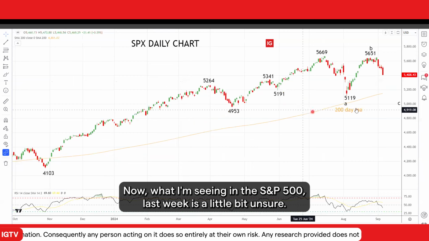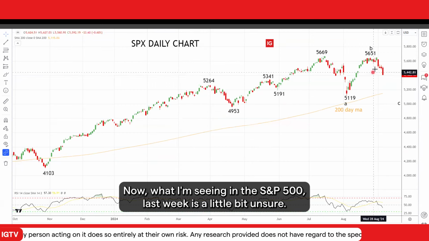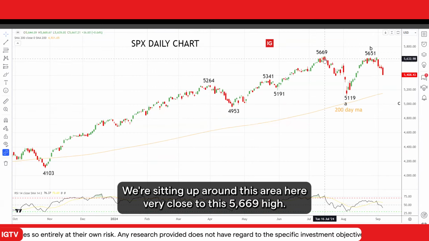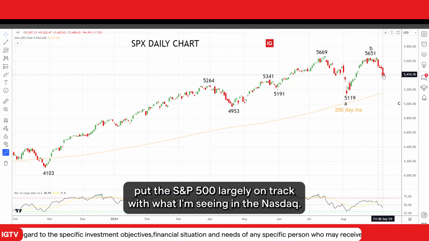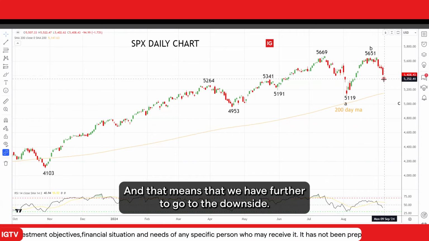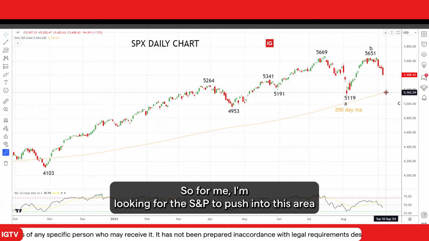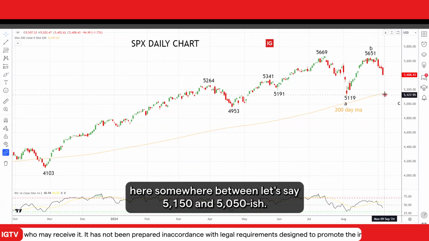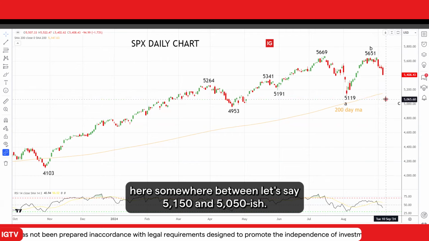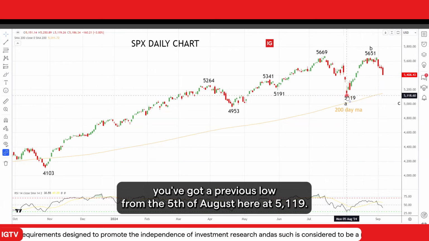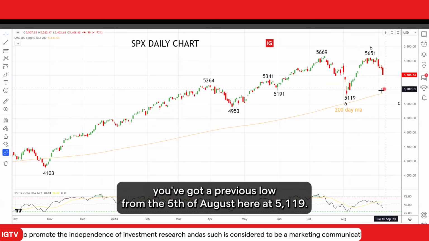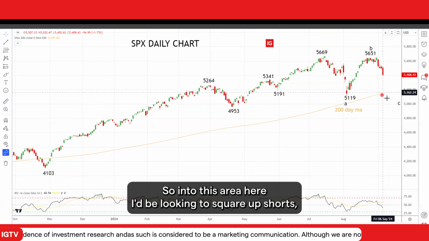Now, what I'm seeing in the S&P 500, last week I was a little bit unsure. We were sitting up around this area here, very close to this 56.69 high, but the acceleration lower into the back end of last week does put the S&P 500 largely on track with what I'm seeing in the Nasdaq. And that means we have further to go to the downside. So I'm looking for the S&P to push into this area here, somewhere between, let's say, 51.50 and 50.50-ish: wave equality, 200-day moving average, etc. You've got a previous low from the 5th of August here at 51.19. So into this area here, I'd be looking to square up shorts.